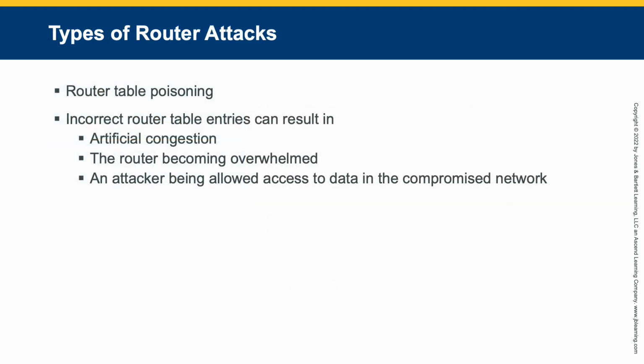Types of router attacks. Router table poisoning. Incorrect router table entries can result in artificial congestion, the router becoming overwhelmed, and an attacker being allowed access to data in the compromised network.